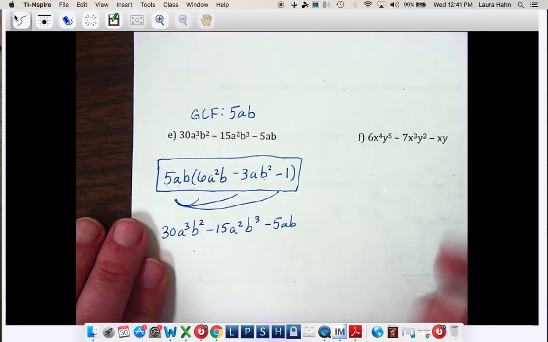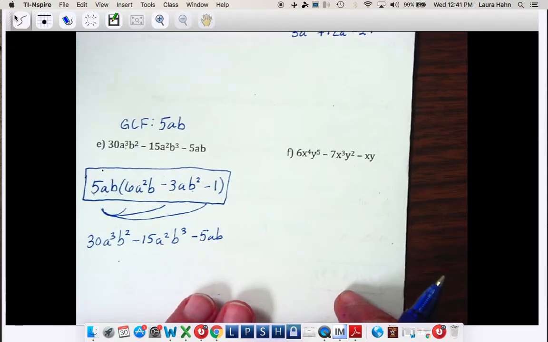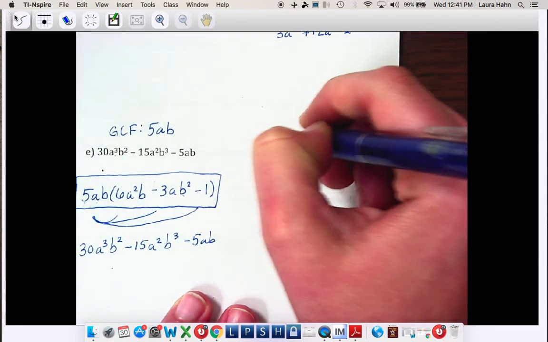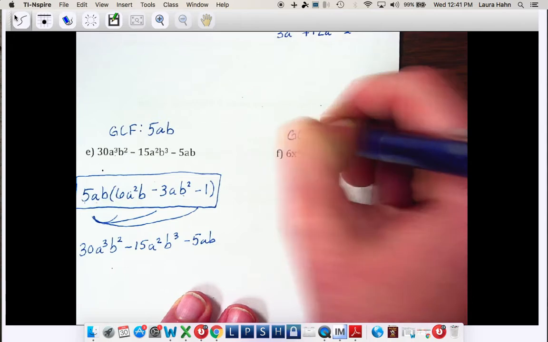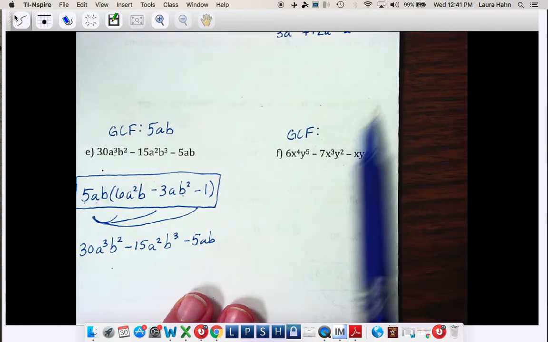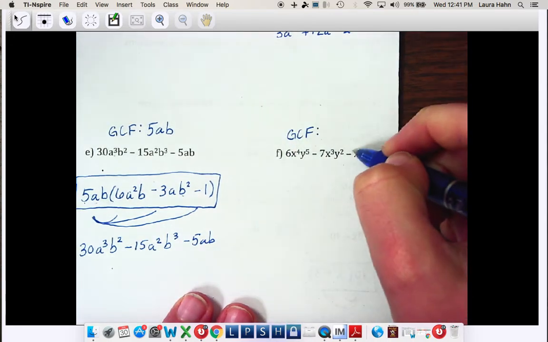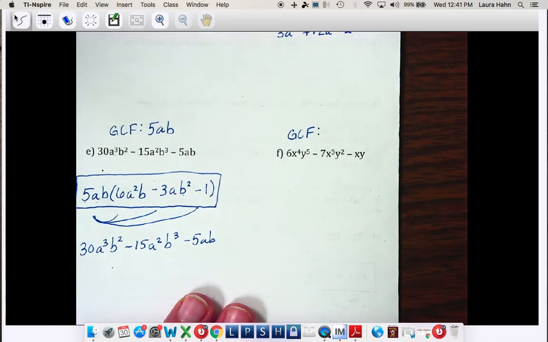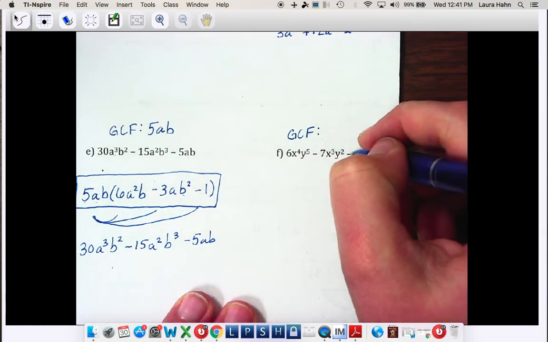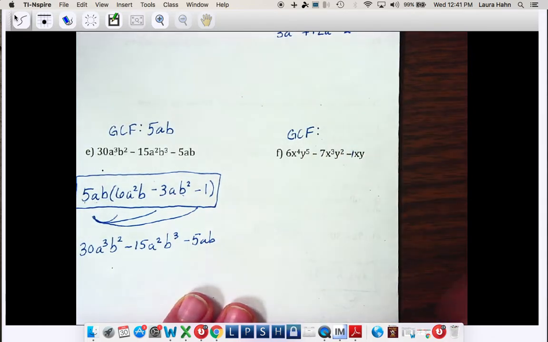All right, so I'm not going to do F with you, but what I am going to do is help you find your greatest common factor, and then the rest is all yours. Okay, so first I'm going to look at 6, 7, and this is a 1, right? So the greatest number that can go into 6, 7, and 1 is 1. So if it's ever 1, you don't really worry about it. Everything has 1 in common.